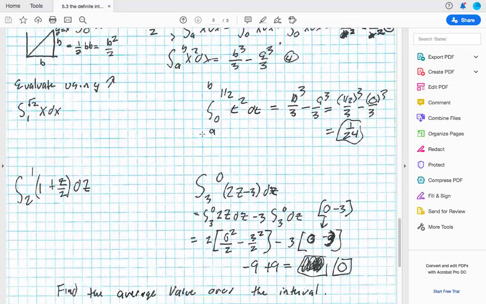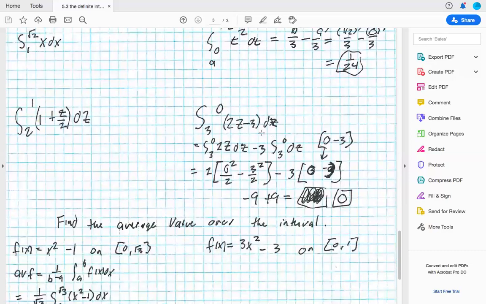So we're finding the integral from 0 to 1/2 of t squared. Well, we know this is going to be the upper bound cubed minus the lower bound cubed, and those are both over 3. So here we have b cubed minus a cubed, both of those over 3. This is 1/2, we plug it in here. This is 0, we plug it in here. 1/2 cubed is 1/8. 1/8 times the reciprocal of 3, which is 1/3, is going to give us 1/24.